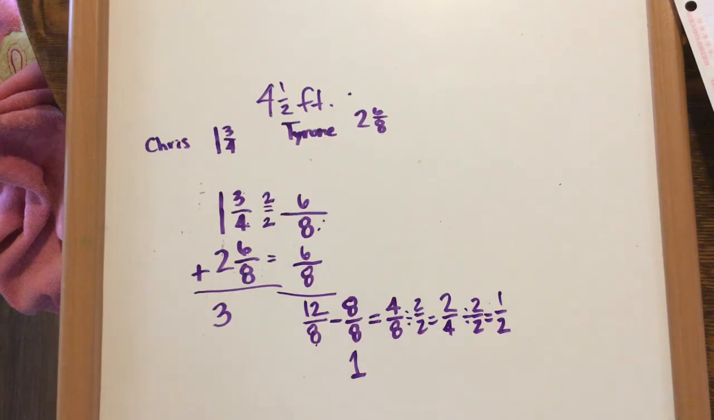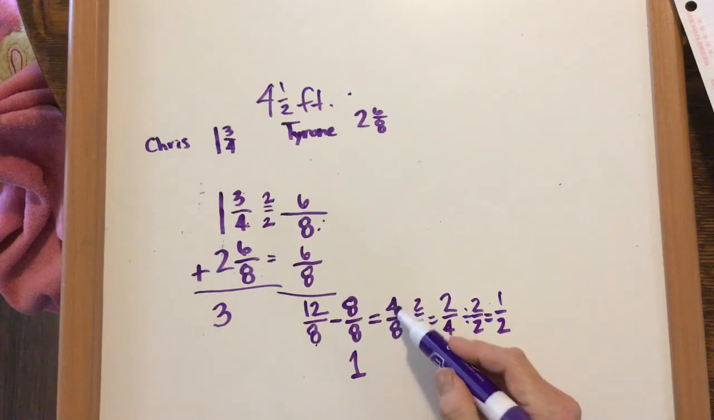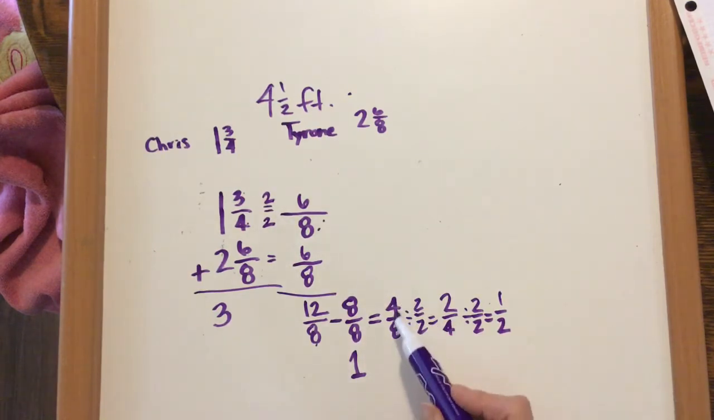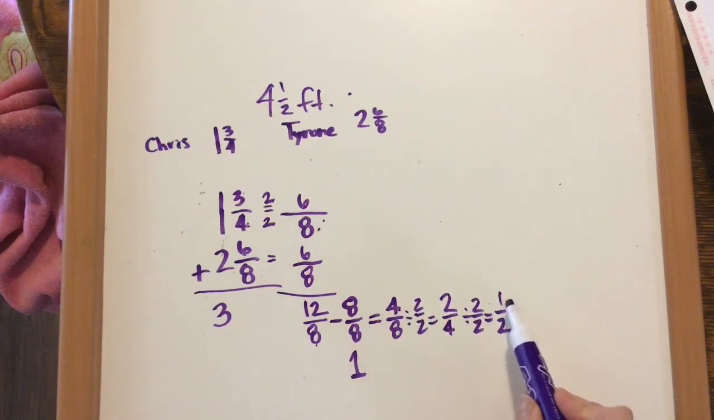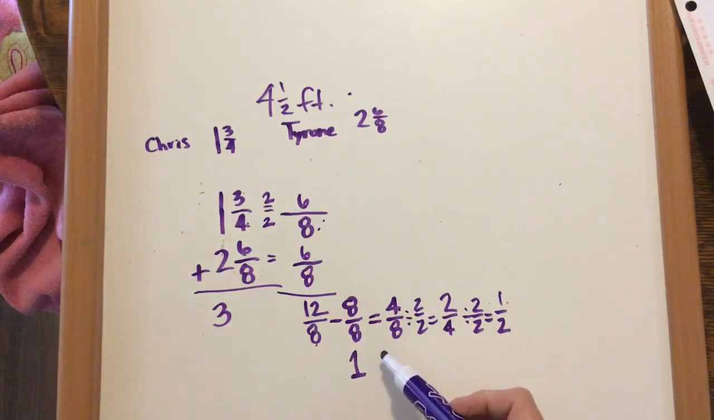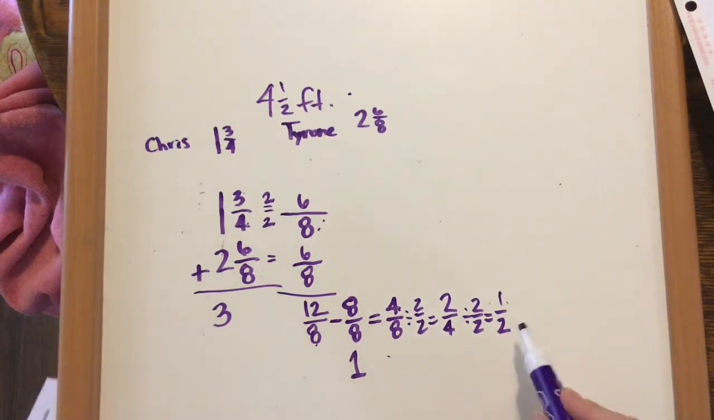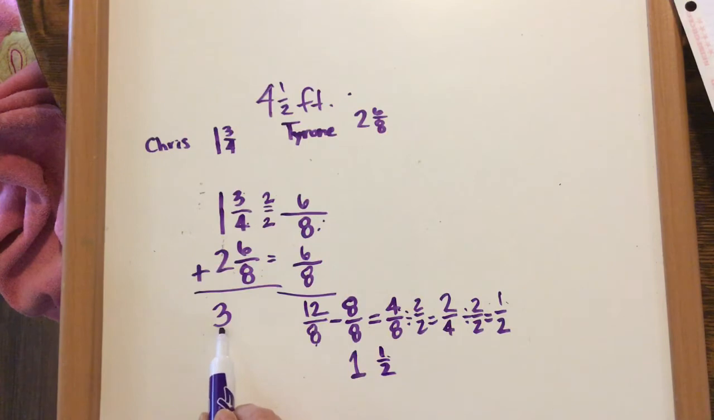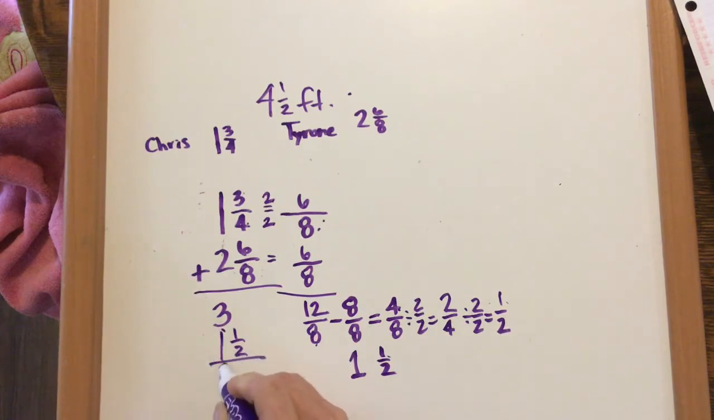Or again, if I know my division facts very well, I know that both of these numbers can be divisible by 4. So 4 divided by 4 takes me straight to 1. 8 divided by 4 takes me straight to 2. But don't forget, you had this 3 that you originally used. So 3 plus 1.5 got you your final answer of 4.5 feet.